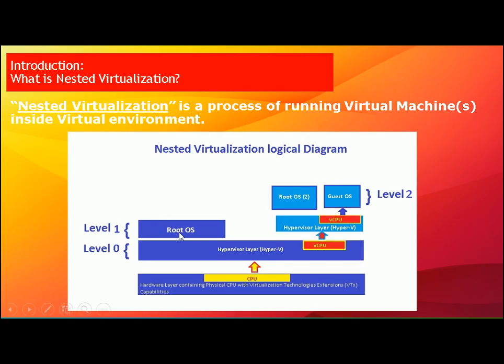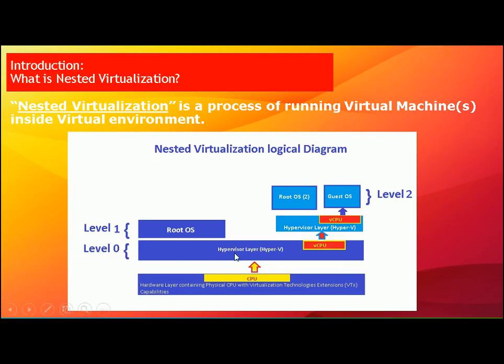So which root OS are we using here? We are using Windows Server 2022. That will be our root OS. Once that is done, we will install the Hyper-V role on that root OS. Then inside that Hyper-V we will install one more VM, and inside that virtual machine we will install one more hypervisor role, or Hyper-V role.